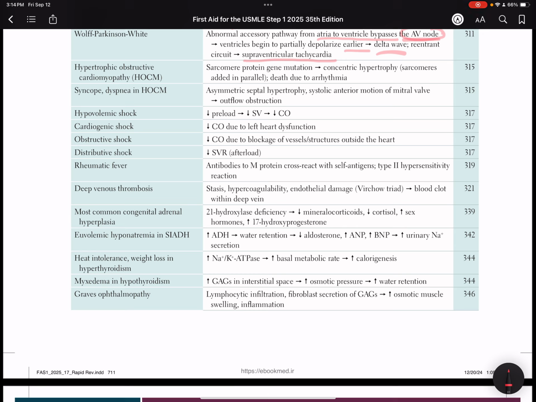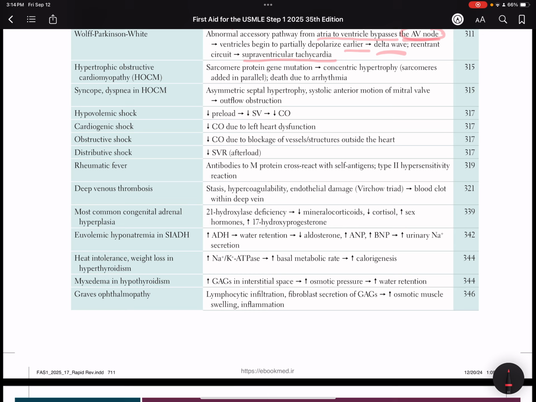Next is syncope and dyspnea in HOCM. When you see syncope and dyspnea in hypertrophic obstructive cardiomyopathy, that is because of asymmetric septal hypertrophy and systolic anterior motion of the mitral valve causing outflow obstruction.